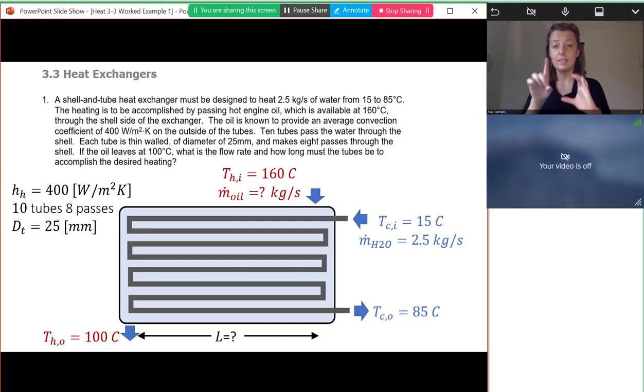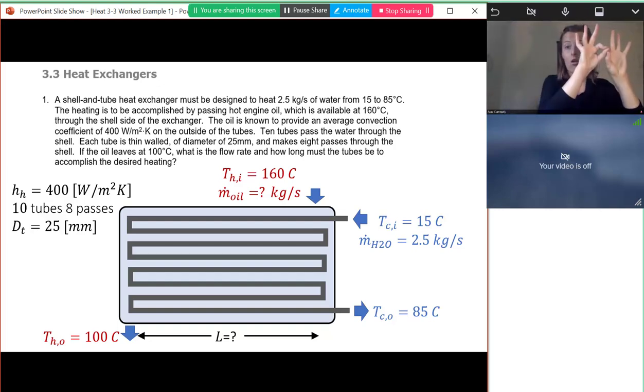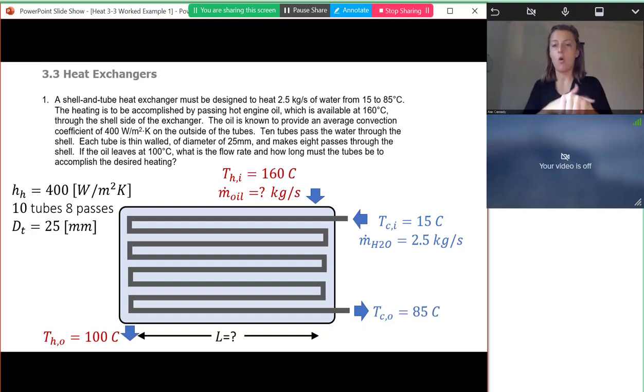What we're asked to find here is the length. Now, I took this to mean, and it's not really explicit, so we'd want to be more explicit on an exam problem, the length of each pass. You could find different lengths. You could find the total length of all the tubes put together. But no matter which L you're finding, you would still have shown that you knew how to do the heat transfer part. But the L that I'm taking is the L that I'm showing on my diagram here, so the length of one pass.